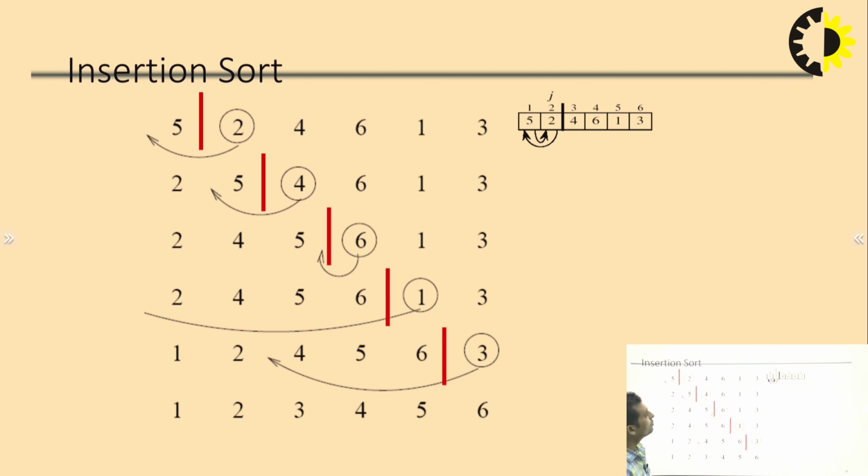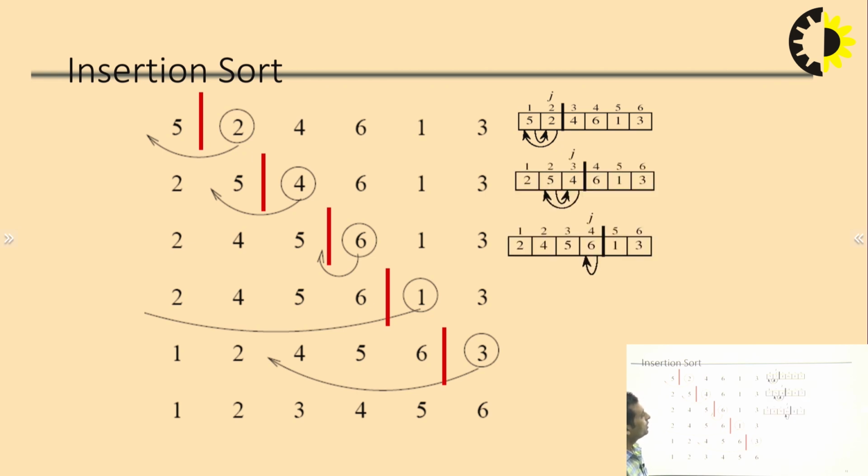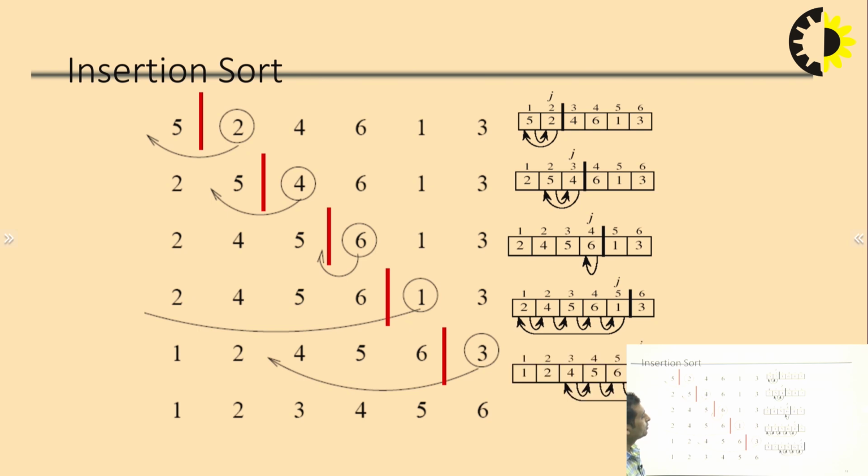Just see here also. These sequences are given. These are the swappings. These data are in the array. This is the array form.